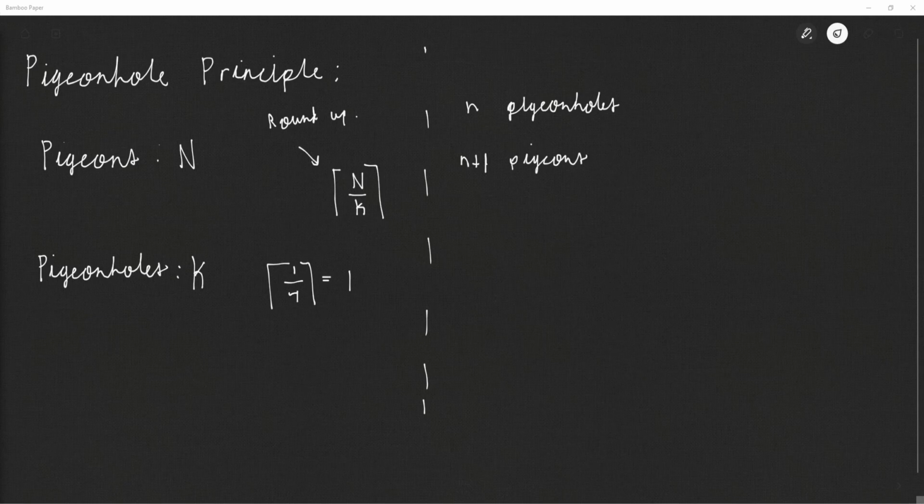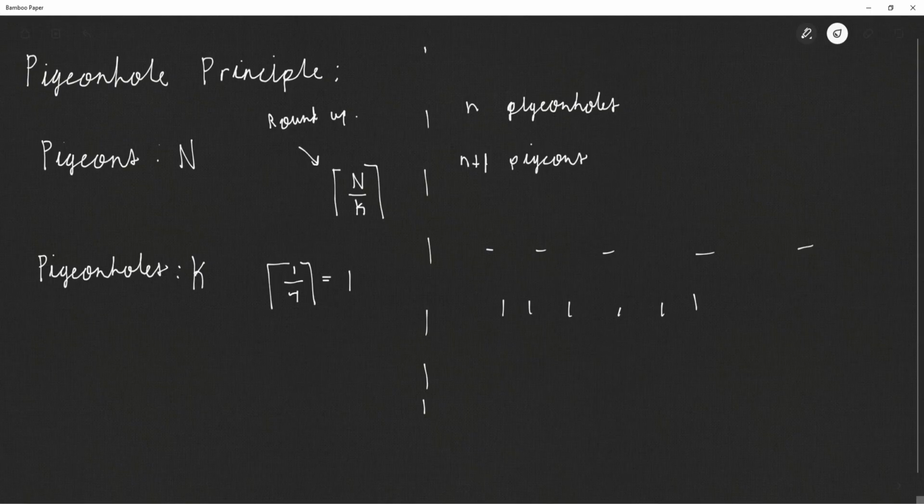So looking at it mathematically, if we have n pigeonholes, so let's say we have these lines as holes, so we have 5 pigeonholes. However, we have 6 pigeons, and each of them needs to go into a hole. The pigeonhole principle shows us that at least one hole contains at least 2 pigeons.